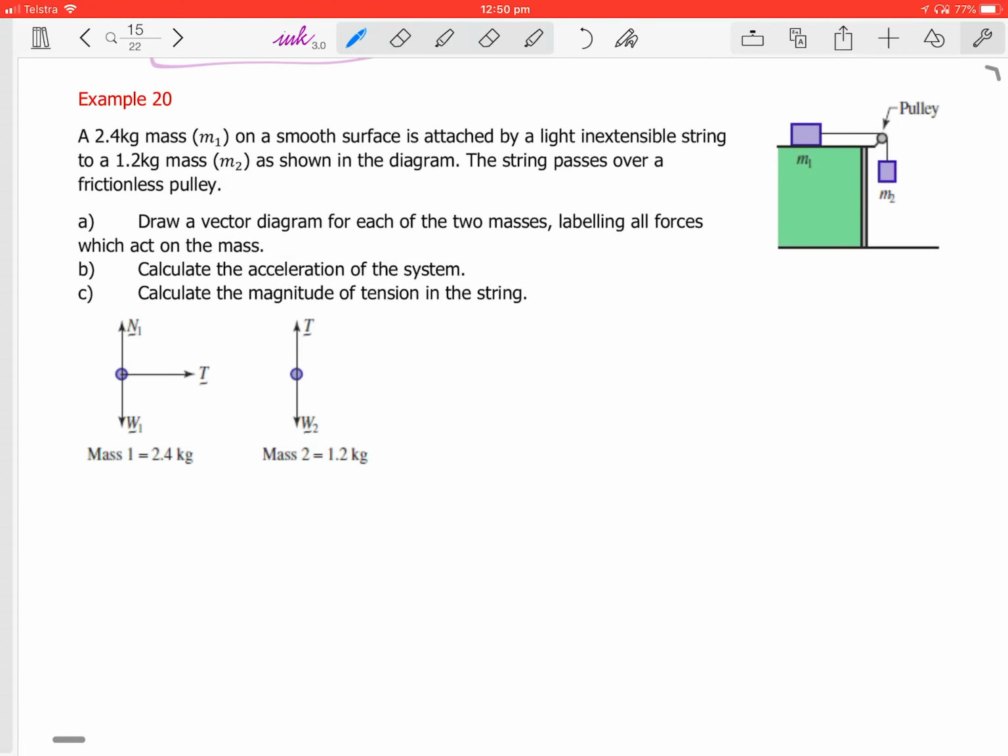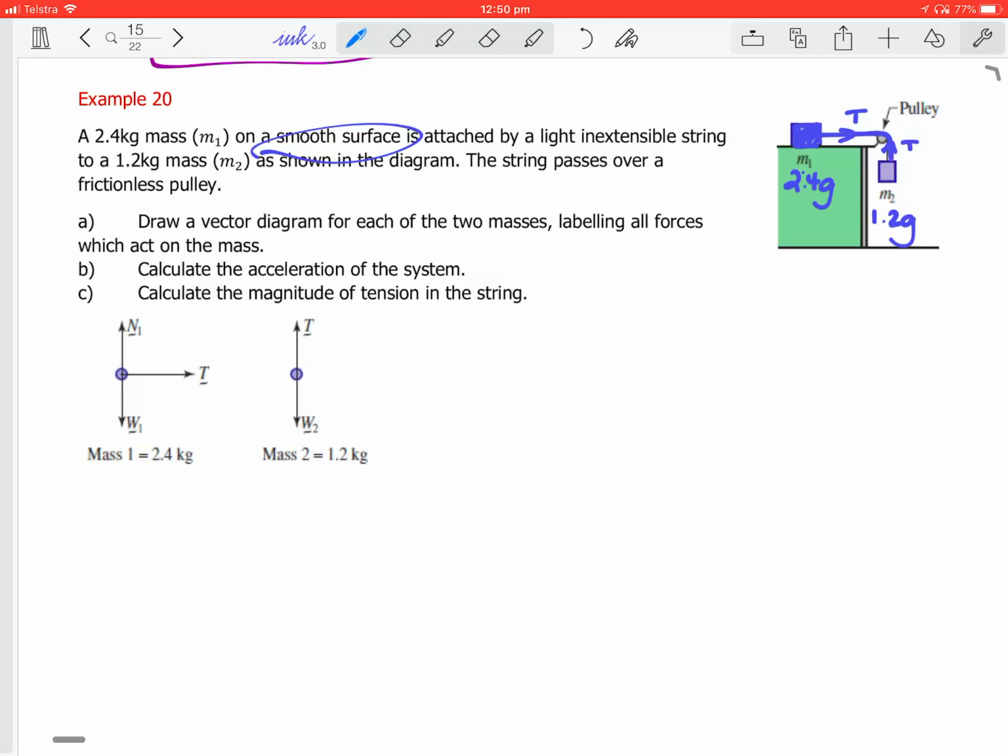Okay. Now we're going to look at a 2.4 kilogram mass on a smooth surface. So this is 2.4. That's 2.4 g. That's 1.2 g. Now, there's a light and inextensible string, so that string is negligible. The tension there and there is going to be exactly the same. So if we look at each force independently, there is no friction because it says it's on a smooth surface.